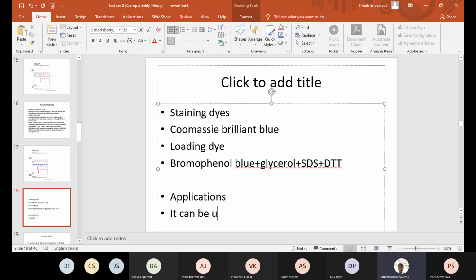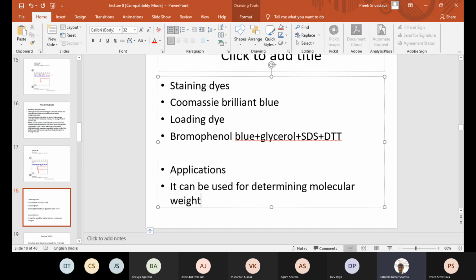Ma'am, in this case, how do we observe this staining dye in a fluorescent microscope? Ratnesh, your voice is not clear. Say it again. I'm saying that in this case, how do we observe this staining dye in a fluorescent microscope? Okay, I don't know about that. So no, Coomassie Brilliant Blue is actually visible.